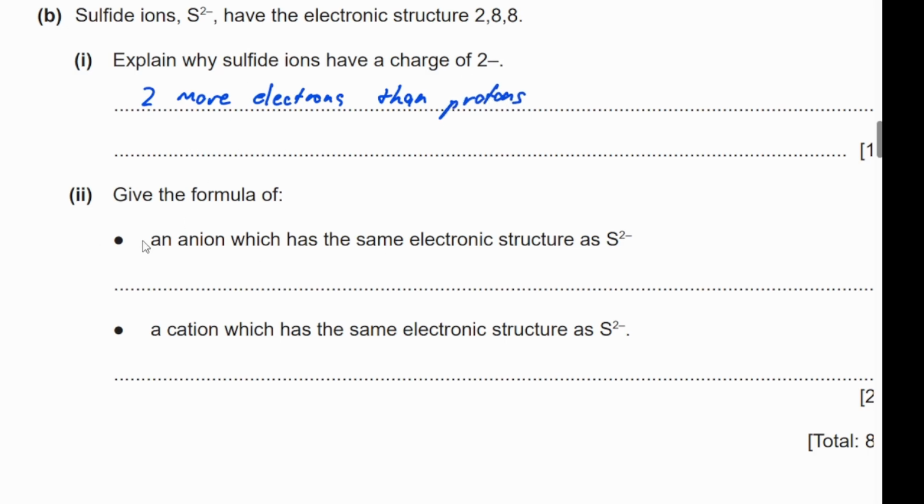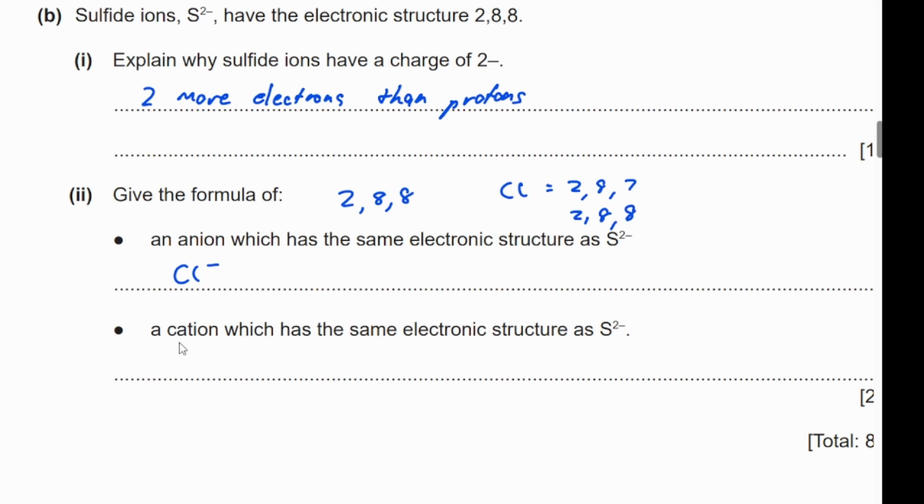Okay. And I give the formula of an anion which has the same electronic structure as S2 minus. So you know the electronic structure of S2 minus is 2.8.8. So we need to find another anion, which is a negative ion, that also has the same electronic structure as this. So one example would be chlorine minus. See, it has a minus, so it's an anion, and it has the same electronic structure because a chlorine element has the electronic structure of 2.8.7, but if you give it one electron, it will become 2.8.8.